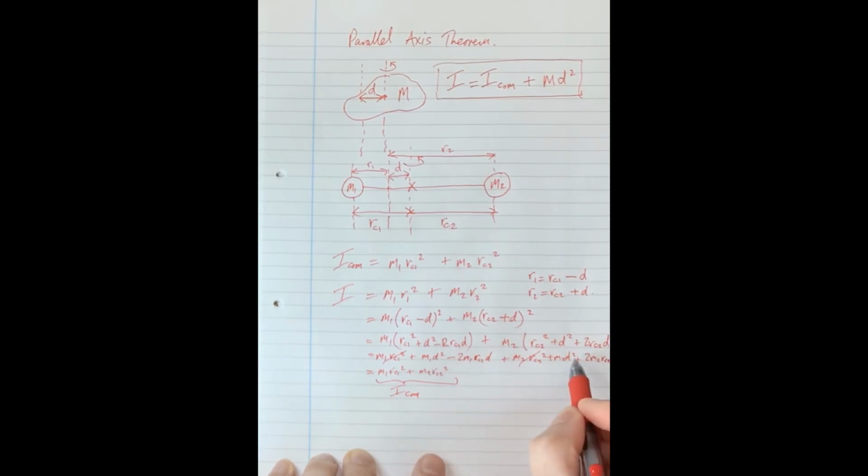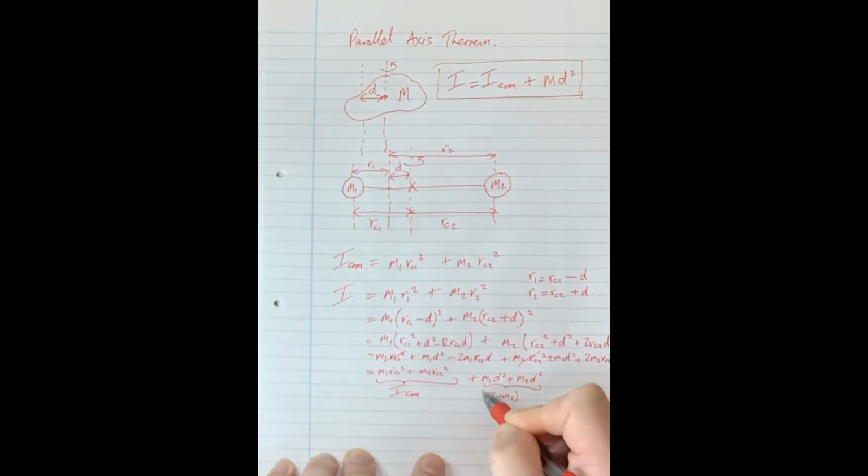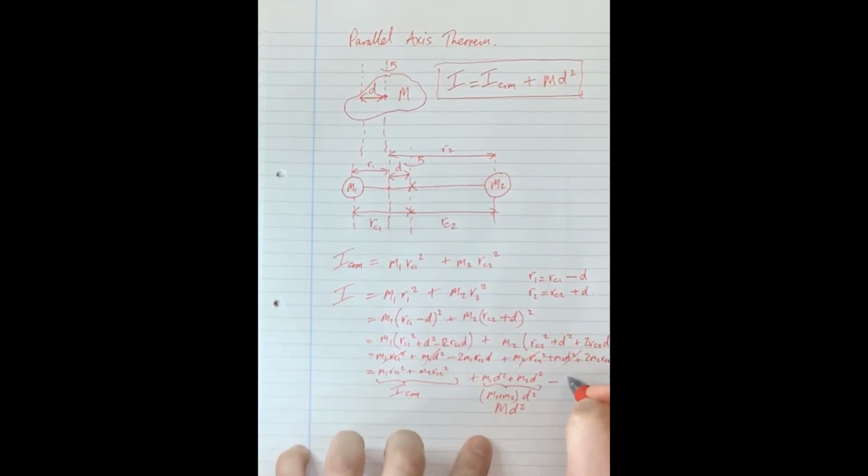And then I can collect these d squared terms. So I've got plus M1 d squared plus M2 d squared. And if you notice, that would be M1 plus M2 times d squared. And M1 and M2 is just the overall mass. Okay, so I could just call that M d squared. And then I've finally got this and this term. Okay, so I've finally got a minus 2 M1 RC1 d plus 2 M2 RC2 d.